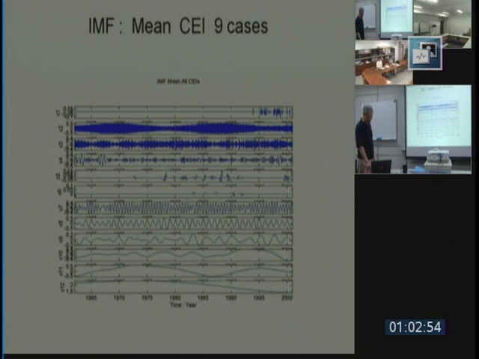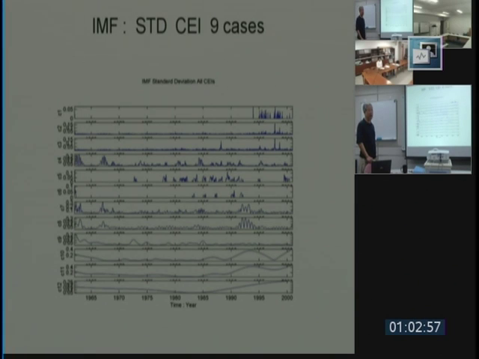Not only can I get a mean, I can get the standard deviation of the 9 cases. The standard deviation, you can see, is very, very small. The standard deviation of the storm is high because the storm does not occur all the time. The standard deviation of the half monthly and monthly, or half yearly, are very small, except that at a certain location, they are high. We're going to talk about that later. So in this way, we get the mean value for IMFs and standard deviation for IMFs.